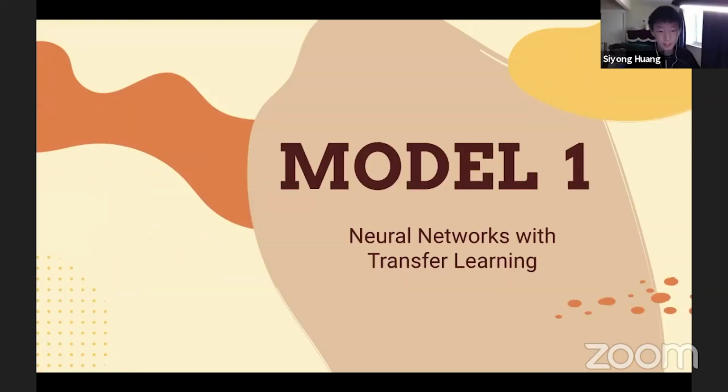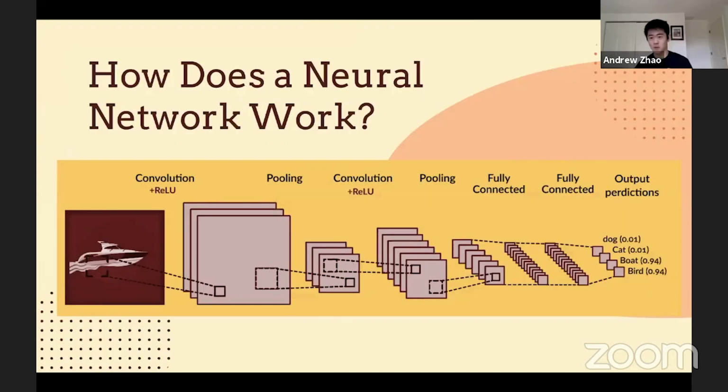So our project consisted of two models. The first model was based on two machine learning techniques, neural networks and transfer learning. You may be wondering, how does a neural network work and what is it? Essentially, neural networks are an algorithm for computers designed to mimic the human brain. Neurons take an input, generate new insights into it, and then pass it on to another neuron with the end goal of producing some output.